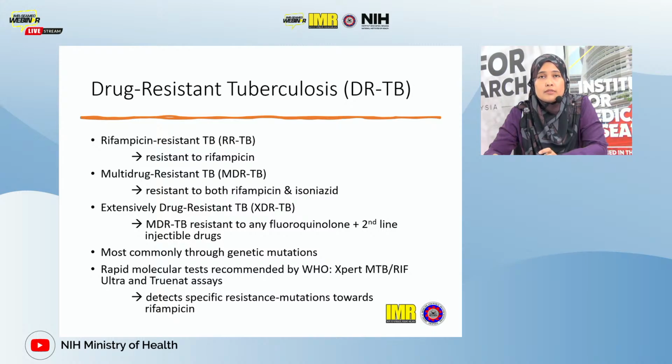And there is the extensively drug-resistant tuberculosis, or XDR-TB. This is when the MDR-TB, resistant to both rifampicin and isoniazid, is also resistant to the fluoroquinolone antibiotics and also second-line injectable drugs. Drug-resistant tuberculosis develops most commonly through genetic mutations. Rapid molecular tests are recommended by the WHO, and they endorse the Xpert MTB/RIF Ultra and Truenat assays. These are automated assays using PCR to detect specific resistance mutations towards rifampicin.